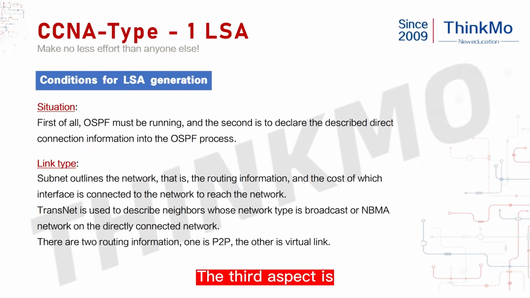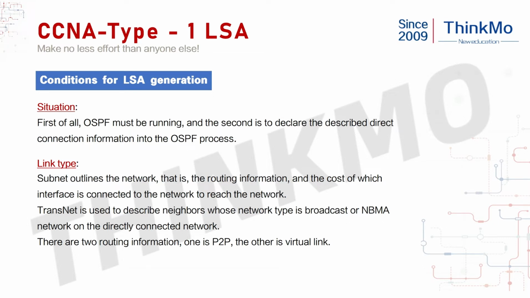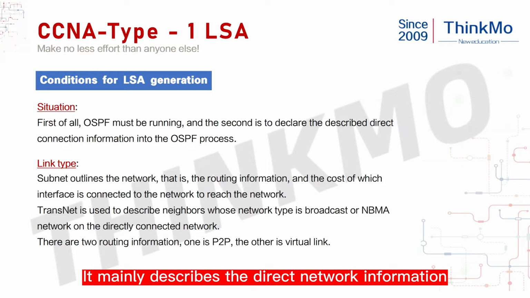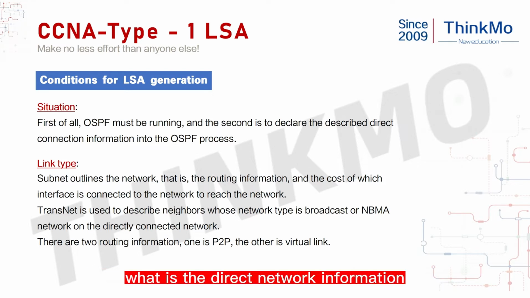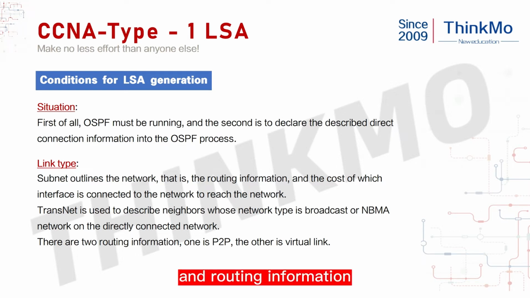The third aspect is: under what circumstances can a type-1 LSA be generated? First, we need to know what exactly a type-1 LSA describes. It mainly describes the directly connected network information, that is, what networks I'm connected to. And of course it includes the topology information and routing information we talked about.